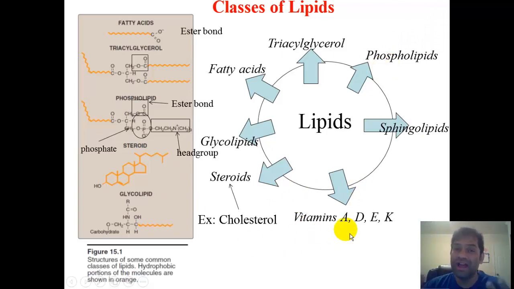Vitamins are a whole new class, another umbrella term within the larger realm of lipids. These assist in different functions within the cell, such as bone absorption or calcium absorption. Vitamin K is important in blood coagulation. So, big, huge umbrella term here, lipids, and individual lipids may have very, very different structures.